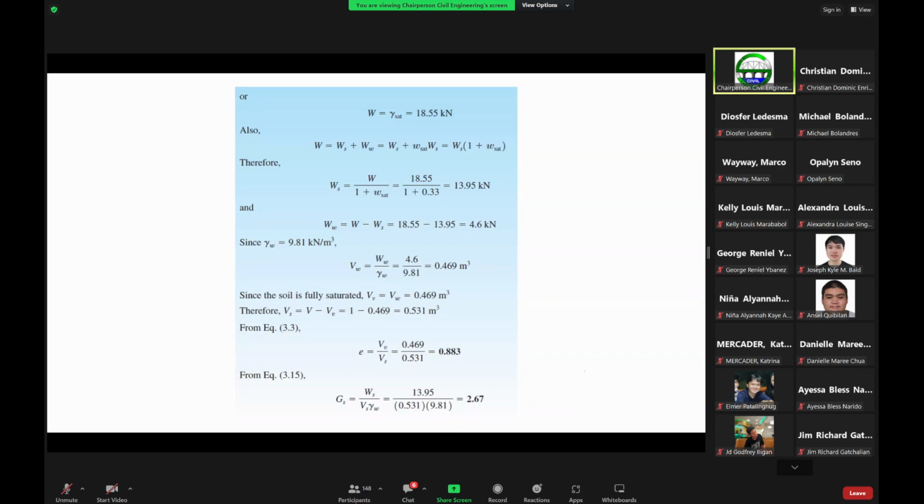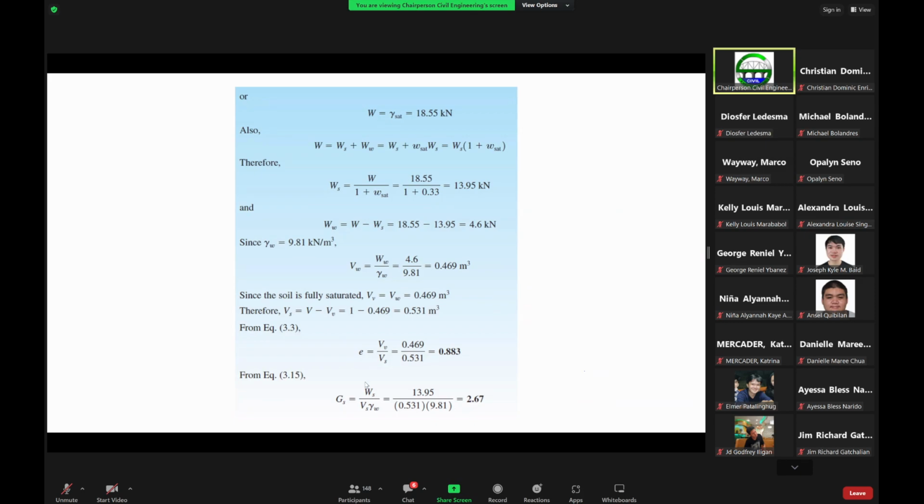So also for the specific gravity of the soil solids, we know earlier that it is equal to the weight of the soil solids divided by the volume of the solids multiplied by the unit weight of water. Basically, the specific gravity of a material is equal to the unit weight of a material divided by the unit weight of water. In this case, our specific gravity is with respect to soil. By definition, unit weight is the total weight over the total volume.